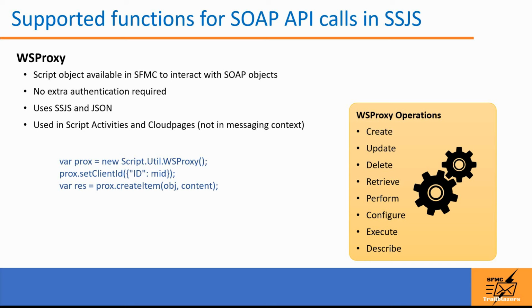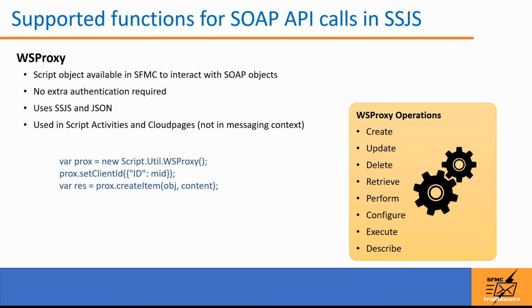This is not supported in AMPscript; it's only in SSJS. You can also use this in a non-messaging context only, like script activities and cloud page resources. You cannot use it in emails or SMS. Similar to the Script.Util.HttpRequest function, you have the Script.Util.WSProxy function in SSJS, with which you can instantiate the WS Proxy object.